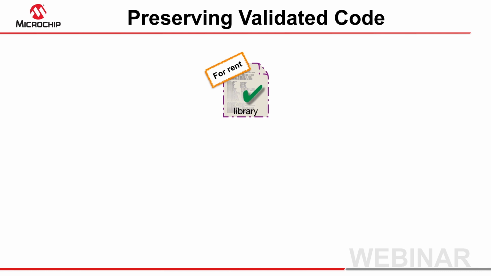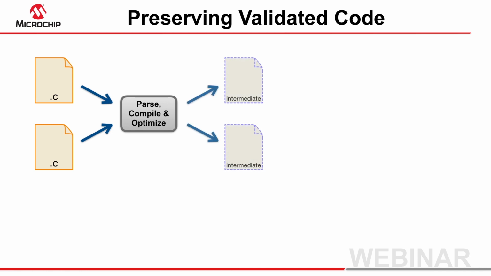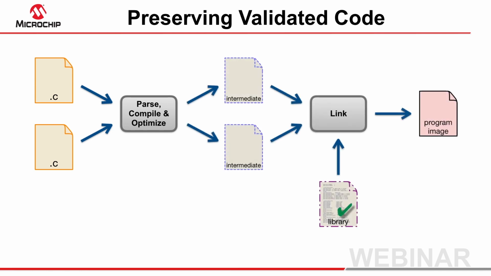In the case where end users of the library are using a regular compiler, which compiles each source module independently, any project they create can be optimized as they require, and the validated library is simply linked in after compilation, unmodified. This process, however, is a little different when using the XC8 compiler.